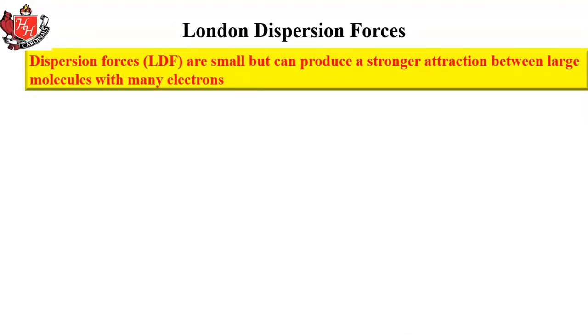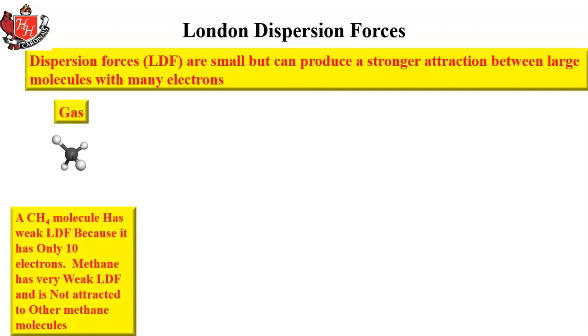Okay, so London dispersion forces are small but can produce strong attraction between large molecules with many electrons. So here's methane. It's CH4. It's a nonpolar molecule. It's electrically neutral, and the charge is balanced throughout. It has a geometry such that the charge is balanced throughout that molecule. So a CH4 molecule has weak LDF, London dispersion forces, because it has only 10 electrons. Methane, that's CH4, it's natural gas, has very weak LDF and is not attracted to other methane molecules.